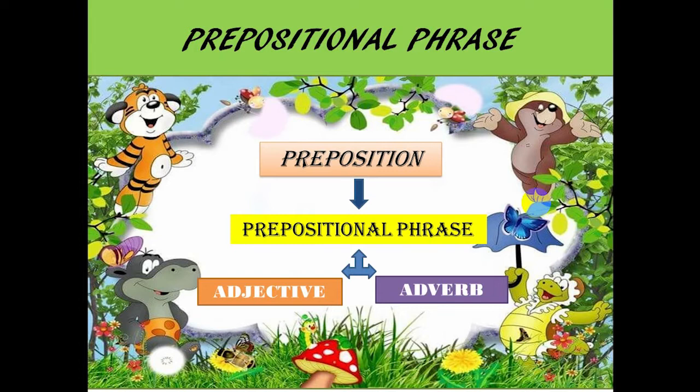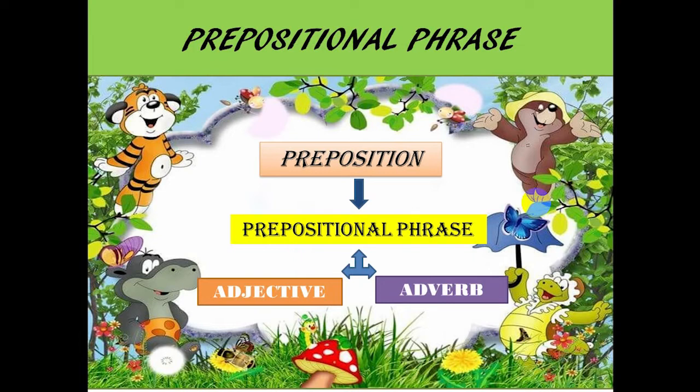A prepositional phrase can be divided into two parts. Number one is prepositional phrase as an adjective, and the second is prepositional phrase as an adverb. What is a prepositional phrase as an adjective? It describes a noun or pronoun. Usually, it answers the questions which one, what kind, how many. That is an adjective phrase, or prepositional phrase as an adjective.